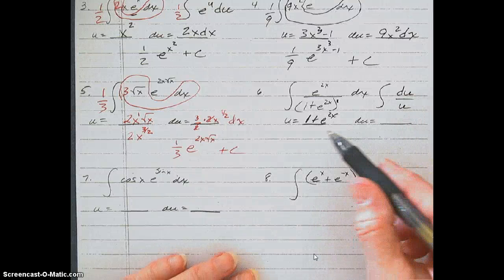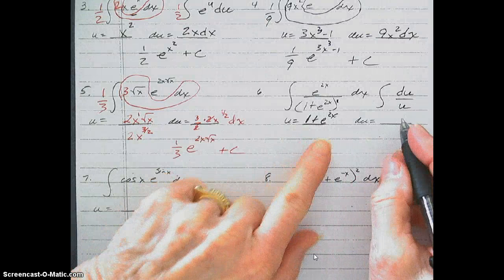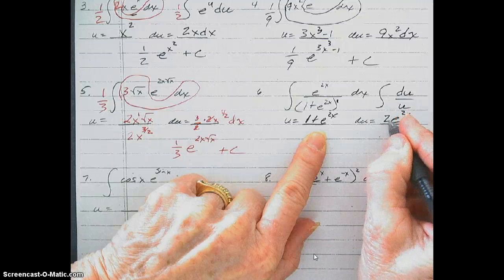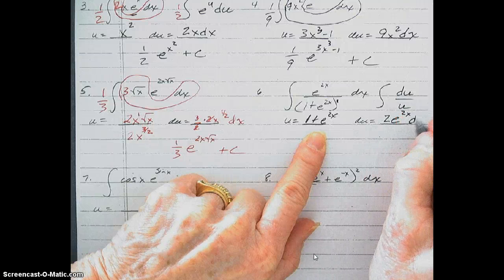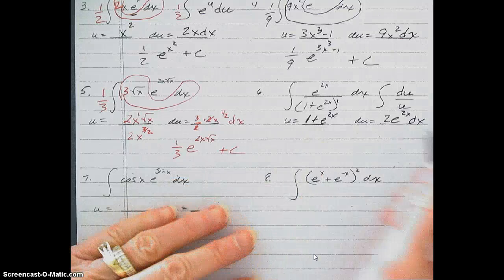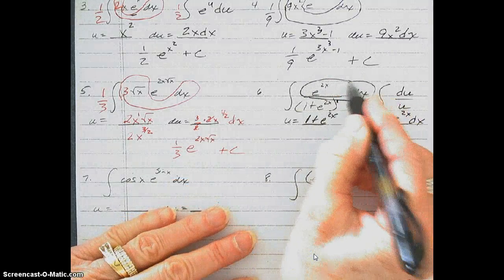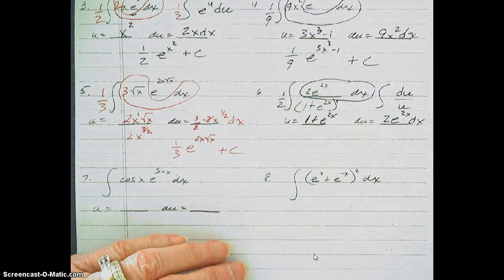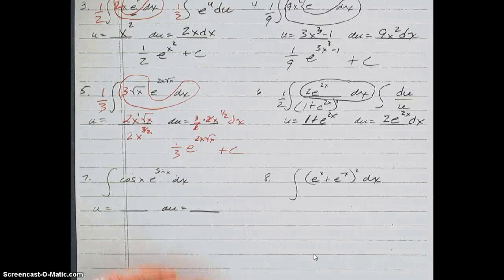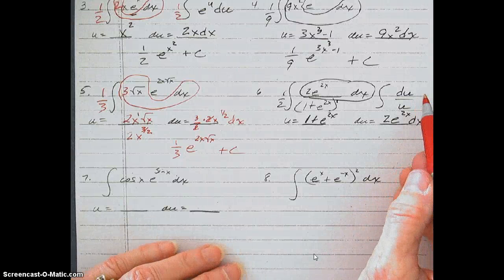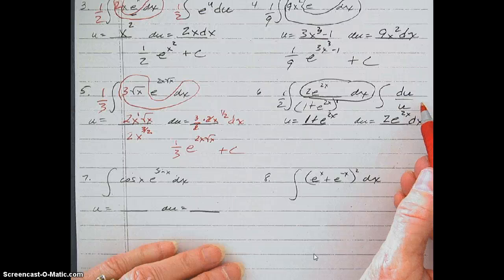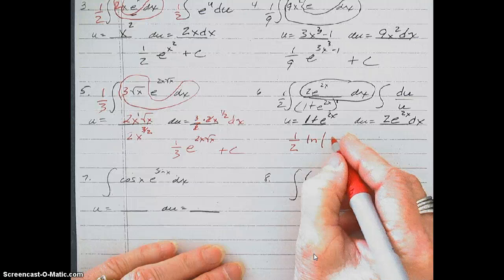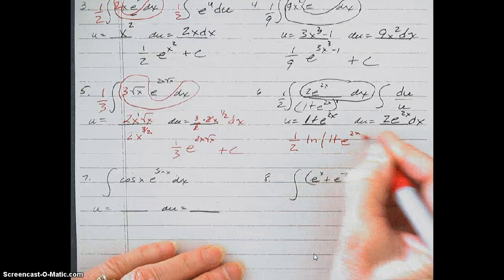The derivative of 1 is 0. The derivative of e to the 2x is e to the 2x times the derivative of 2x, which is 2, and dx. So it doesn't really look like it, but this is going to become my du if I put a 2 here and a 1/2 on the outside. So now I have a rule for a du over u. What is the rule for a du over u? It's the ln. So I have 1/2 ln of u, which is 1 plus e to the 2x plus c.